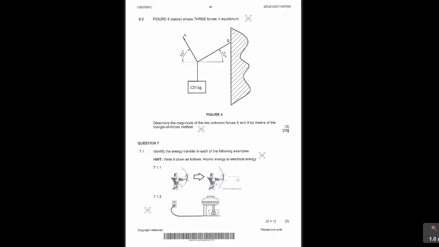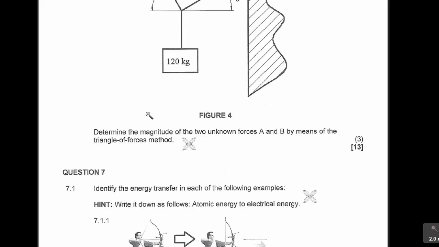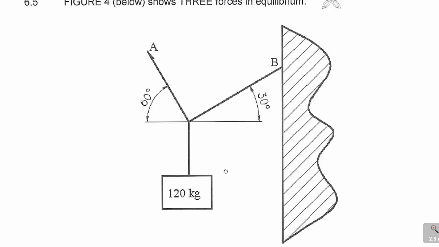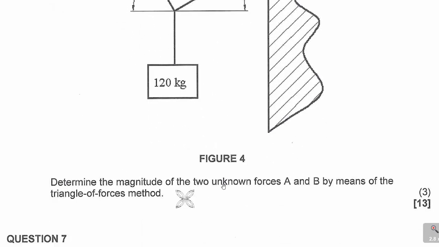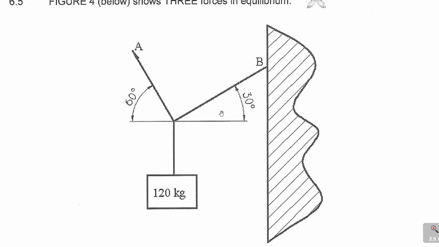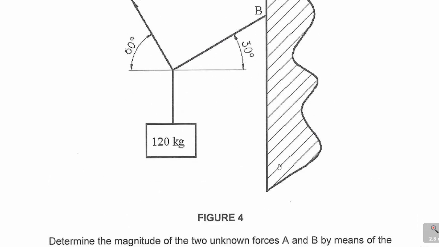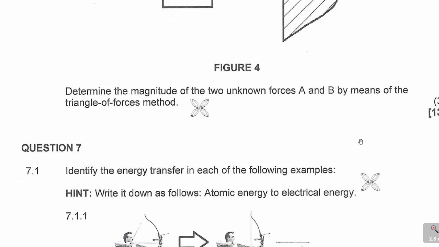And then now we're moving on to 6.5. Okay, 6.5, also three forces are in equilibrium. Determine the magnitude of the unknown forces, force A and B, by means of the triangle of forces. Okay, they want that A and B, using the triangle of forces. This section is out of 13 marks.